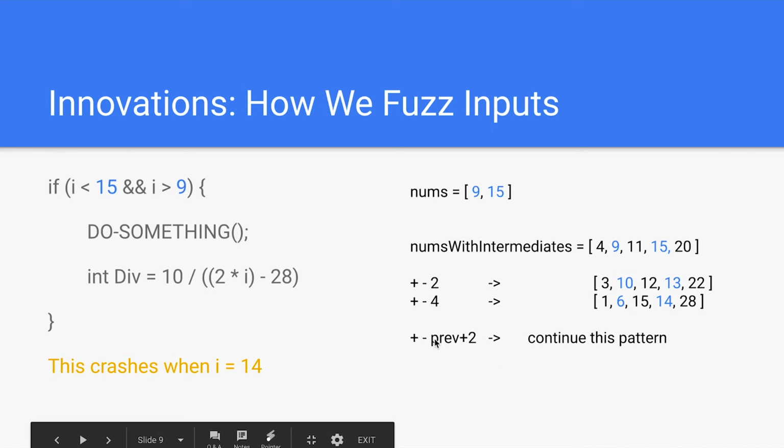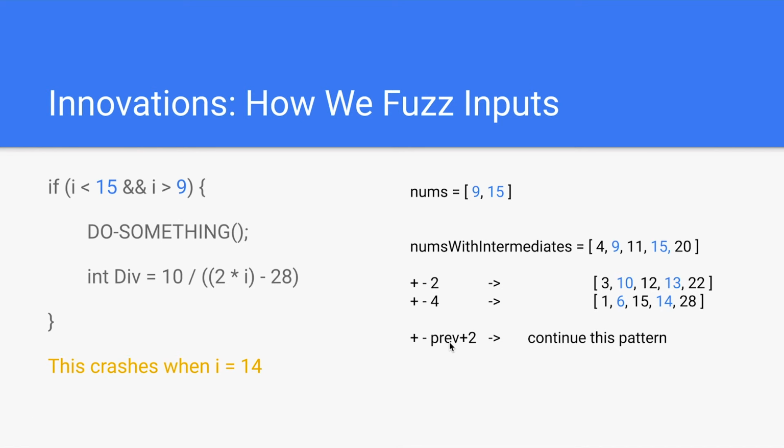We're going to then continue this pattern by plus minus the previous plus 2 until we either find an error or 5 minutes is up, assuming we didn't find that 14 with the plus minus 4. And this just assures that we're covering a gradually larger amount of fuzzed inputs to attempt to find any of those possible edge case errors.